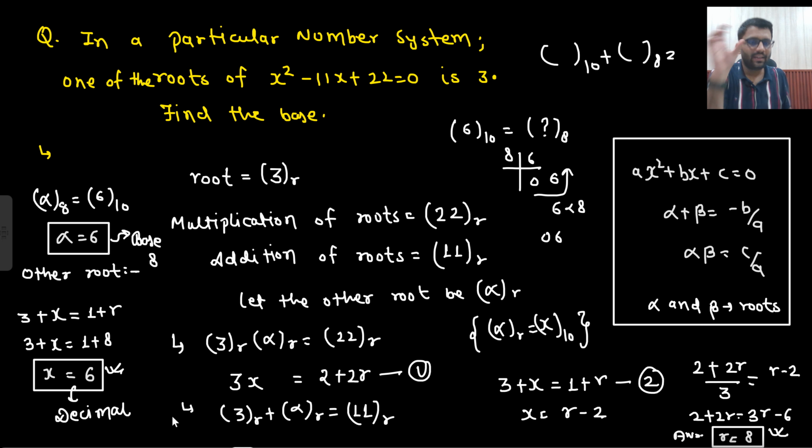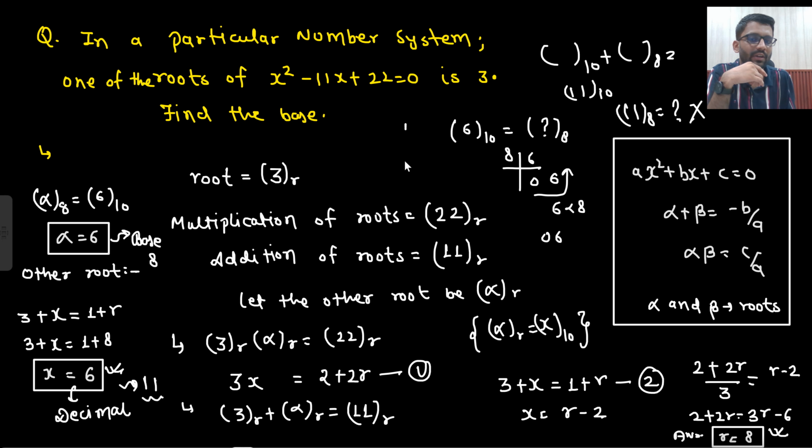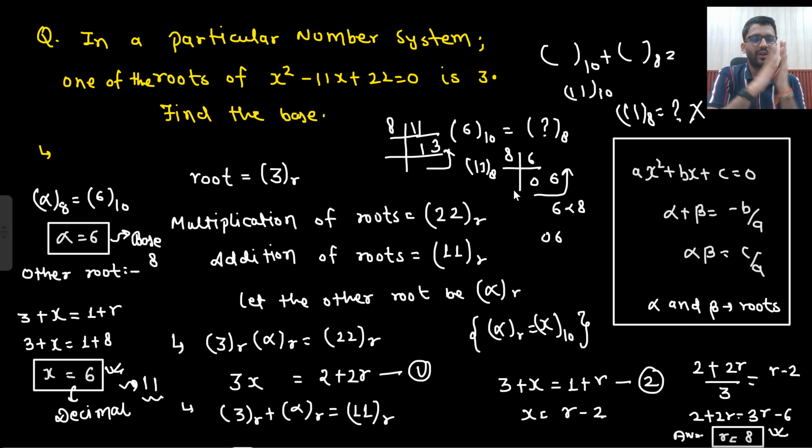Luckily here we got the value 6. If we had got 11 here, let's say my other root had come out to be 11, would that be my answer? No, that would be wrong, because you are getting 11 in base 10. Your task would be to convert 11 into base 8. So the answer would be 1, 3 in base 8. Are you getting this point?